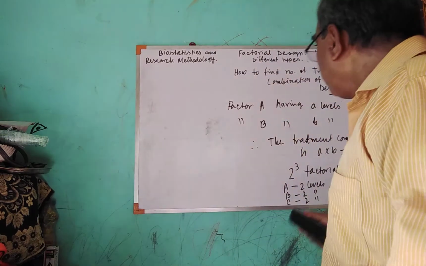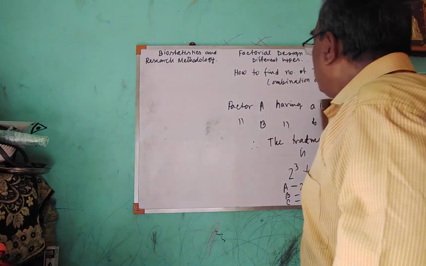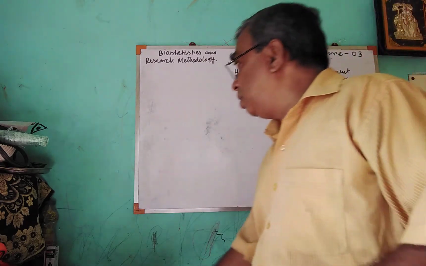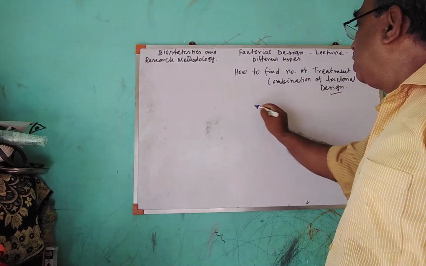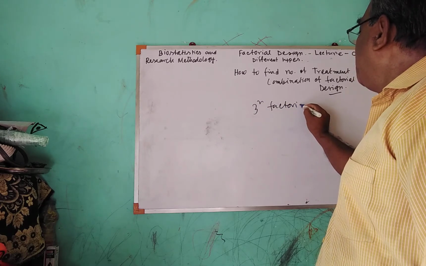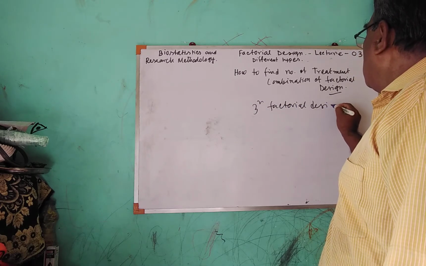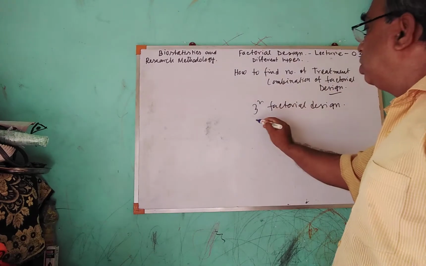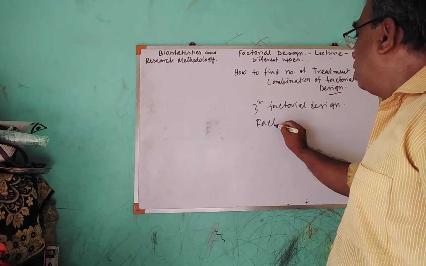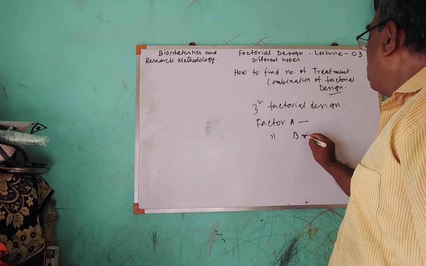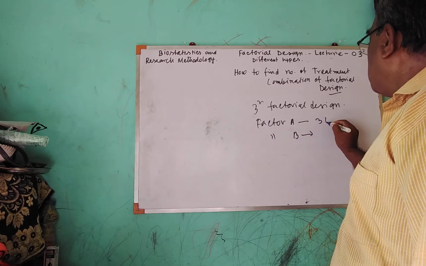Say 3 square factorial design. So how many levels here? 2 factors, factor A, factor B. Factor A having 3 levels.